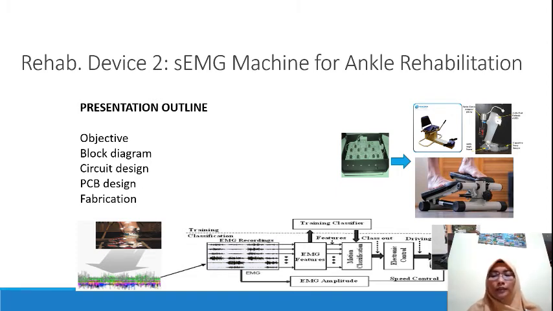So as you can see on your right side is the box, that is the SEMG machine that we created. Then we use it for the ankle rehabilitation device. To classify the types of ankle joint motions, we need to involve several algorithms, so that we can get the type of motions for the ankle joints.